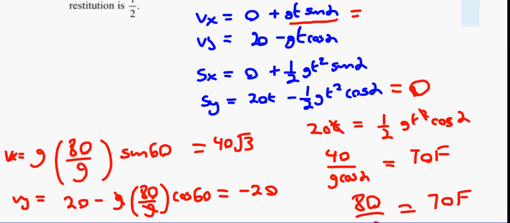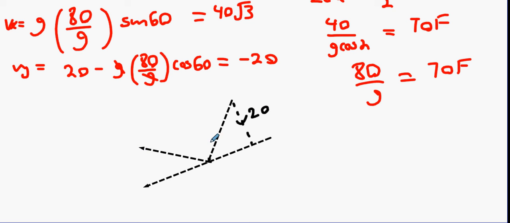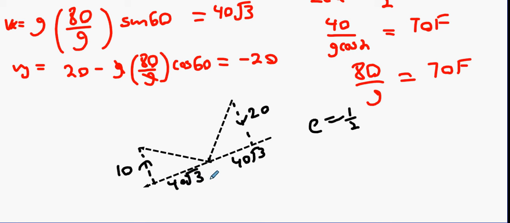So, to paint a picture, you're currently going downwards into the plane, and now you're going to rebound at a velocity of a half. You're going down at 20, which means you're going to come up at, what's half of 20? The e value is a half, so we're going to come up at 10. We're going to continue to go across at 40 root 3. Now, it doesn't want the velocity, it wants the magnitude of the velocity.